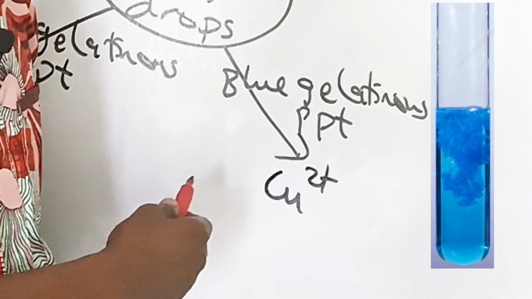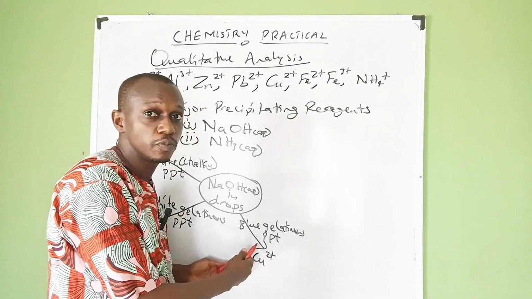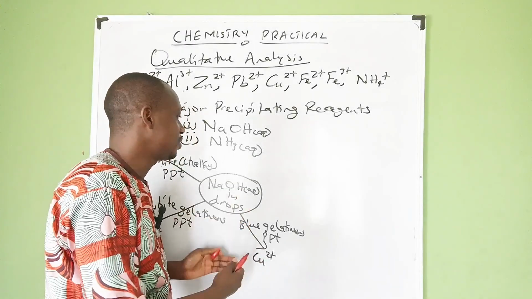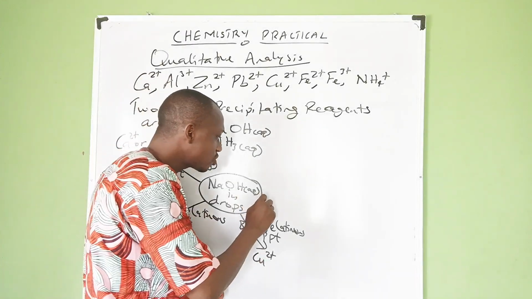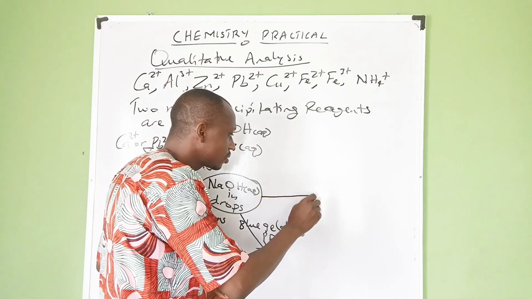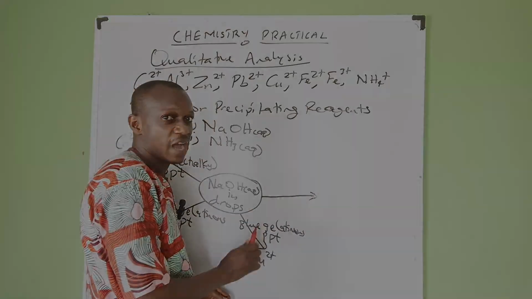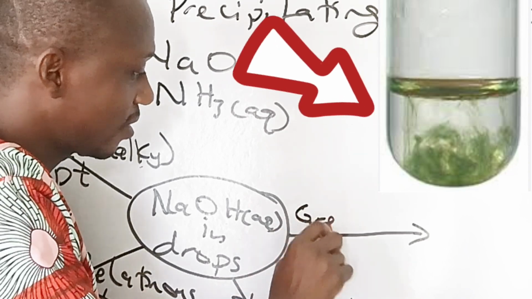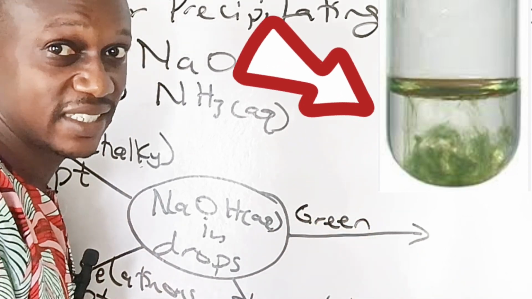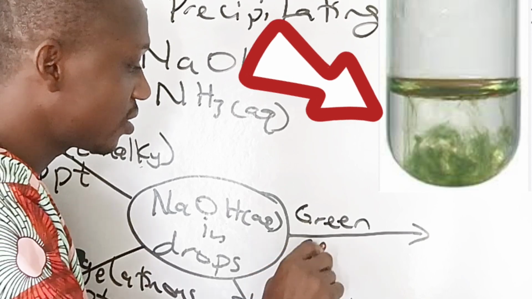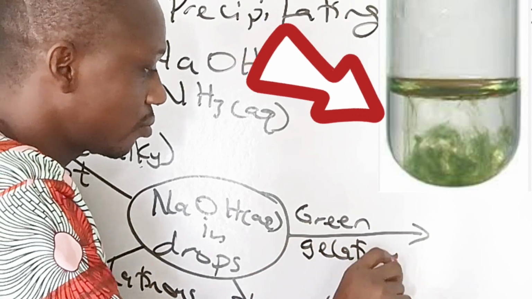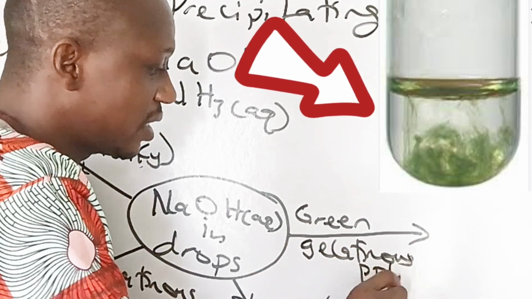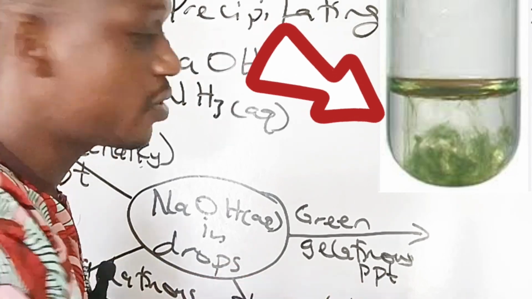Cu2+, that's copper. Copper is always blue. That's a blue gelatinous precipitate. Now, let's go for another one. If we have green, sometimes they call it dirty green. Green gelatinous precipitate. What are we expecting?